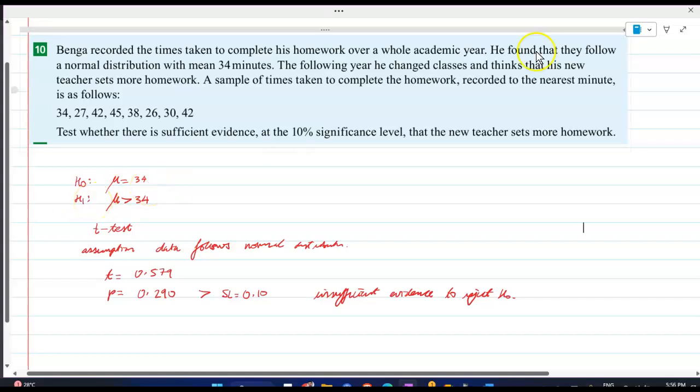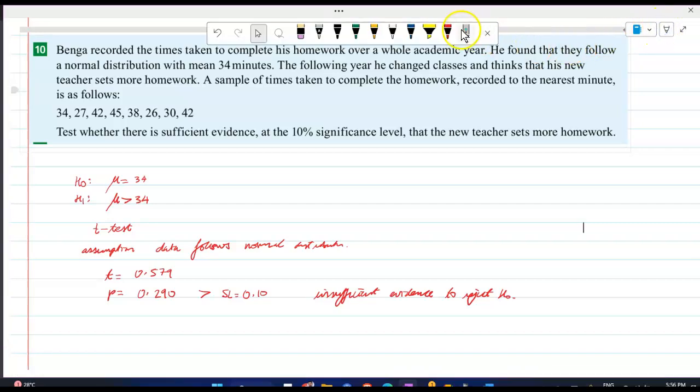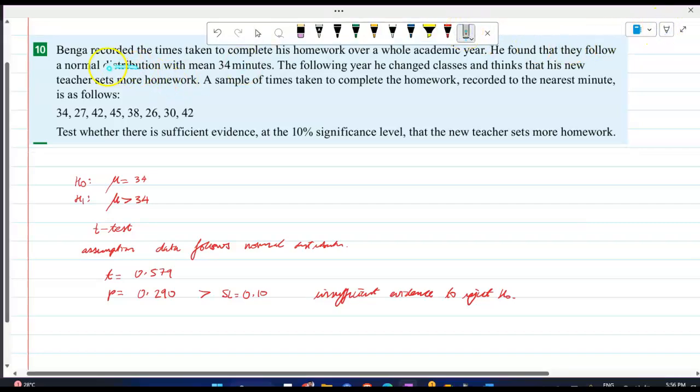Alternative hypothesis: what you have to look at? You have to read the sum carefully, and it says the new teacher sets more homework. That means the mean is greater than 34. So you're hypothesizing that the mean is greater than 34. How do you check that?